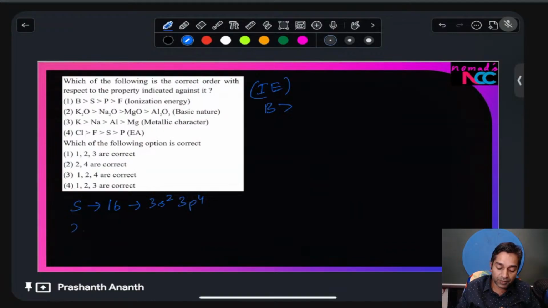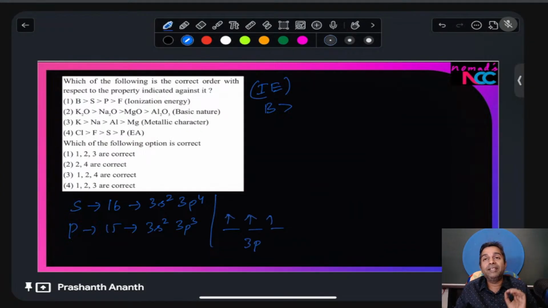Whereas phosphorus, which is 15, will have 3s2, 3p3 as the electronic configuration, meaning my p orbitals are going to be half filled properly for phosphorus. Half filled means it's a little bit more stable, a little bit more difficult to remove the electrons from it. So the 3p configuration is half filled, meaning it will have higher ionization energy. So the correct order is supposed to be boron greater than phosphorus, greater than sulfur.